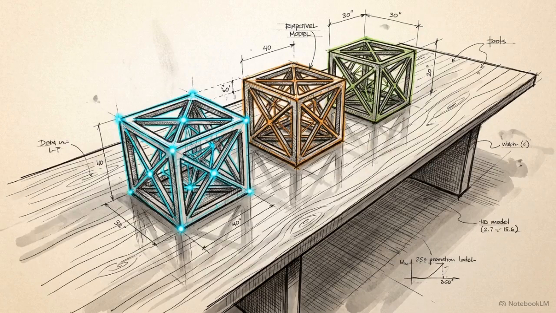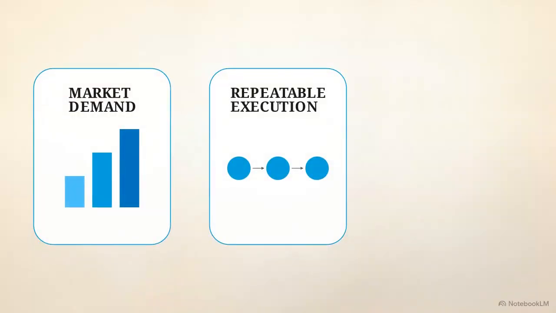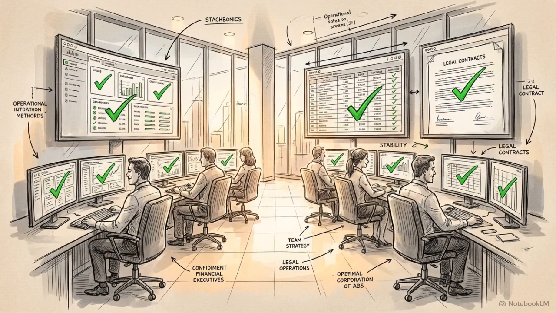To prove commercial viability to investors, this capability must pass 3 strict traction tests. It has to demonstrate undeniable market demand, repeatable execution, and exact scalability. Mastering this structural deficit is the objective for any system attempting to handle high-stakes commercial work.